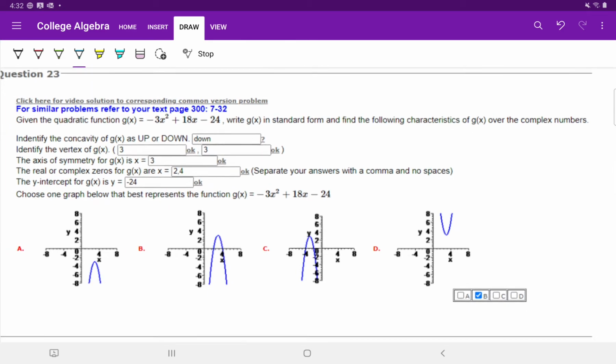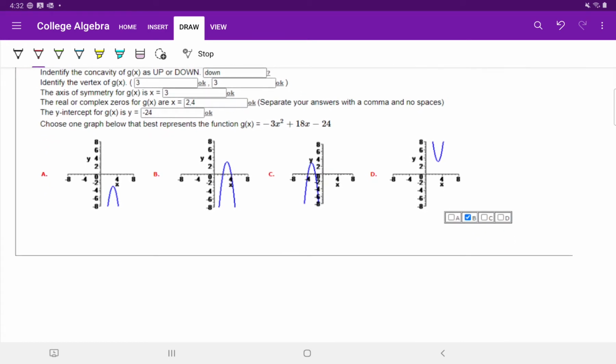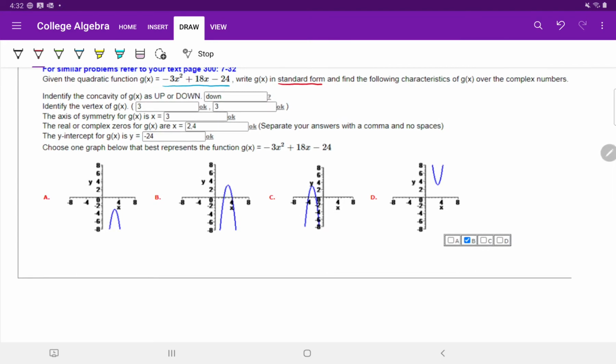Okay, for question 23 from the common version of the homework, we are given a quadratic function, and we would like to rewrite it in standard form. So in order to do that, we're going to have to complete the square. So I'm going to come down here to the bottom. Let's just ignore some of this other stuff for now.